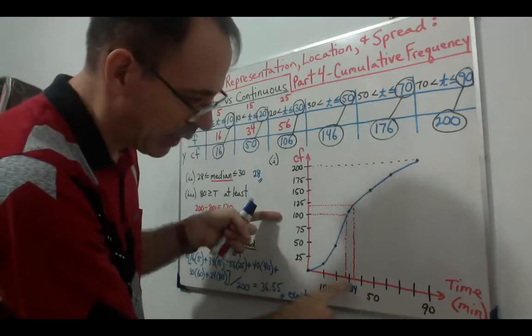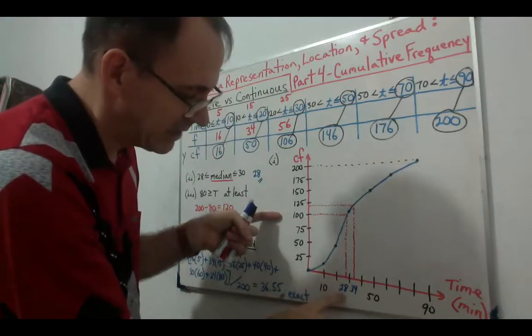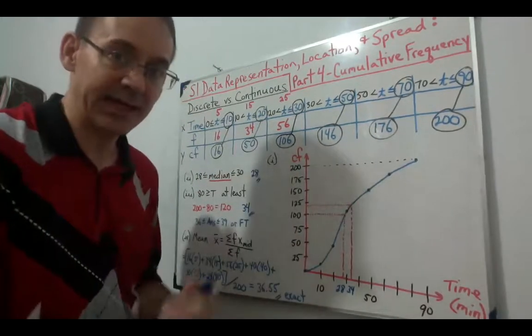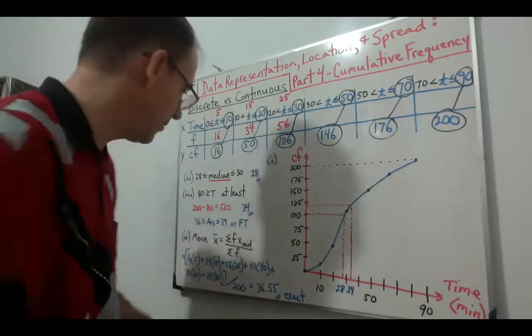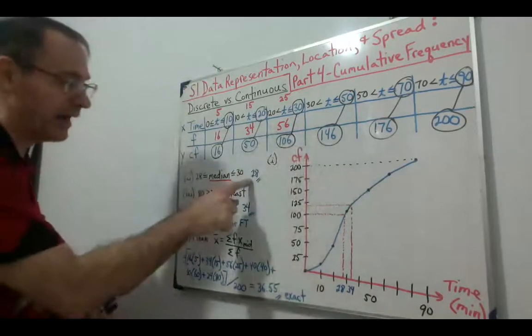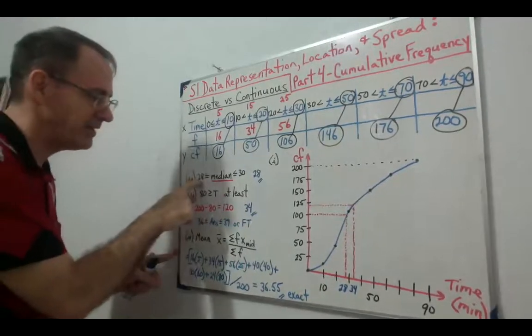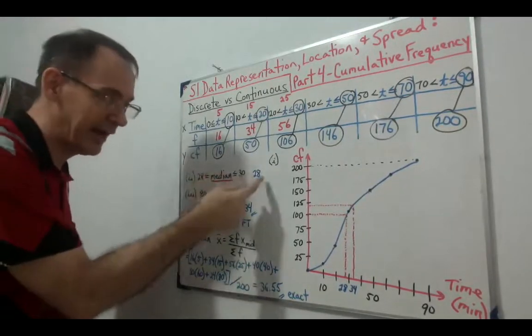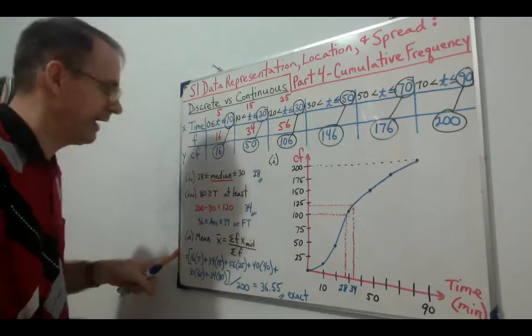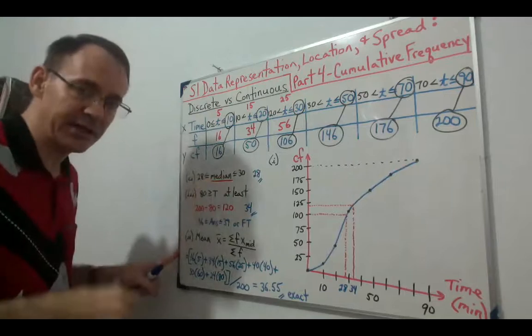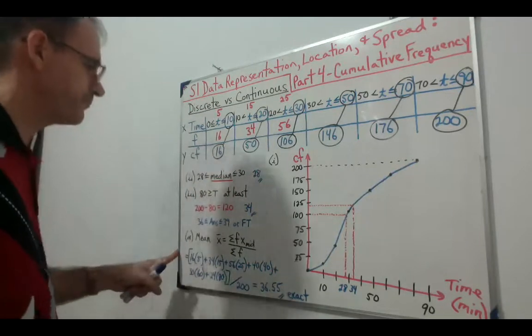Follow it across till it hits your graph, then follow it down. Notice I'm between 20 and 30, so I guessed 28 was my guess, but this is freehand. I don't have any grid lines to follow. So notice I got 28. They said it should be between 28 and 30. So actually I didn't do too bad for freehanding it. 28 to 30, including the 28 and the 30. So we're good on that one.